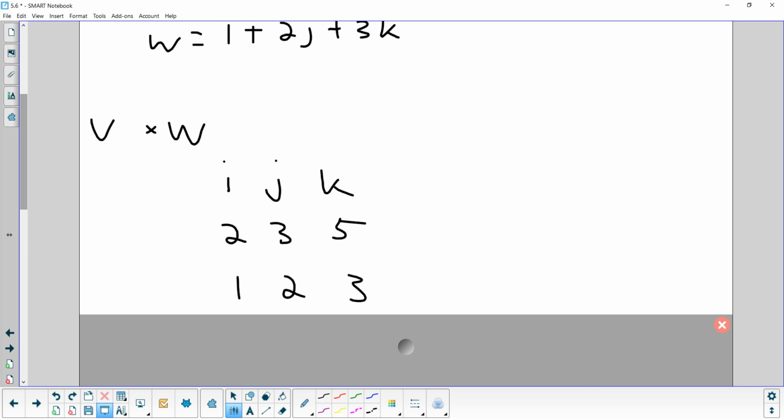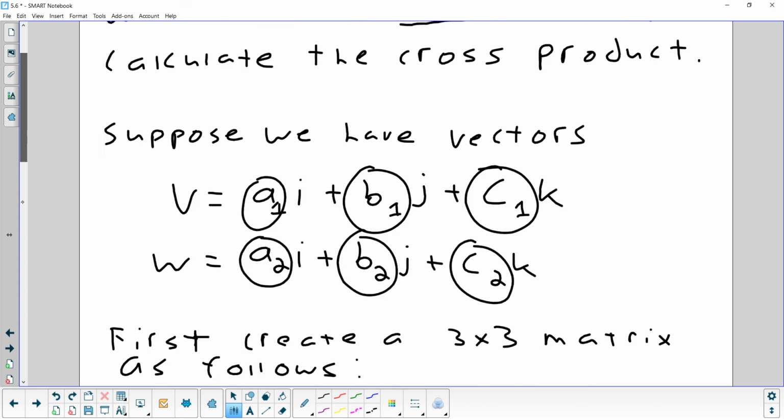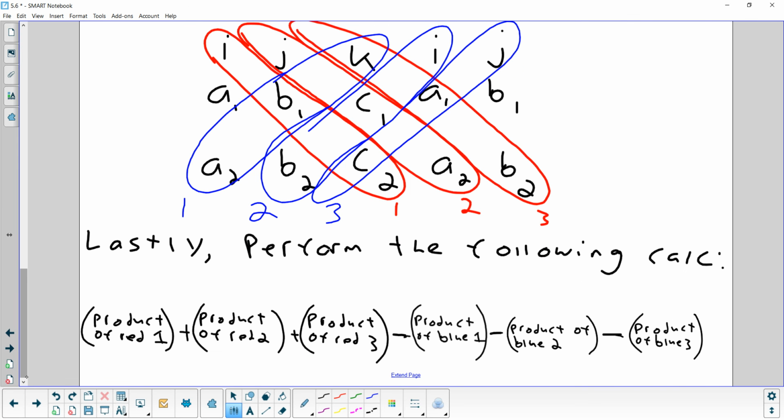Copy the first 2 columns on the right of the third column. Yep. So let's put down i, j, 2, 3, 1, 2. Now we're ready to write the final answer. This is purely to help us to remember what gets multiplied together. And it's easier to see it than to memorize all 6 of these products.